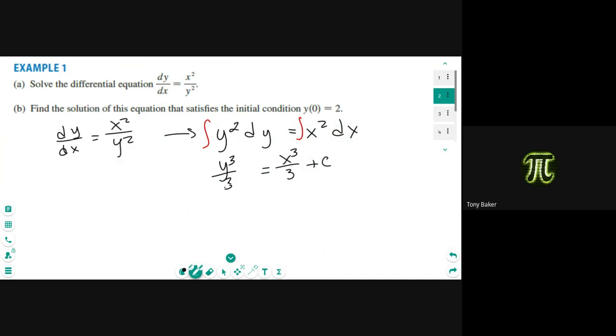So what do I got to do first? I'm going to get the y by itself. So what do I do? Multiply by 3. So y to the third equals x to the third plus 3c. Now what do I do? Cube root. So y equals the cube root of x to the third plus c, or k, or whatever letter you want to use. Remember, 3 times c is still just c because c can be anything. Okay? So that's my equation.